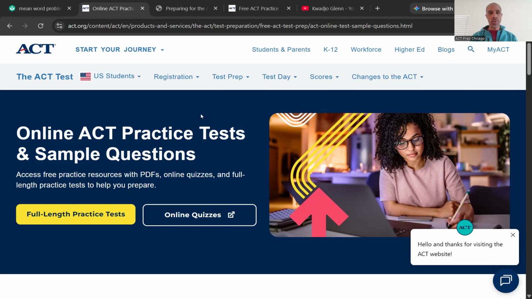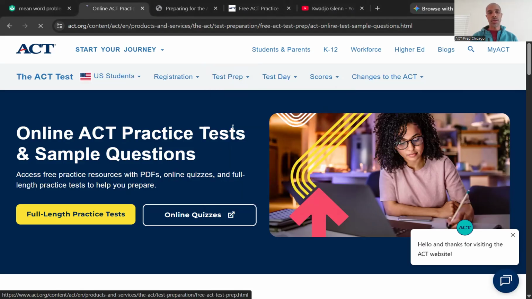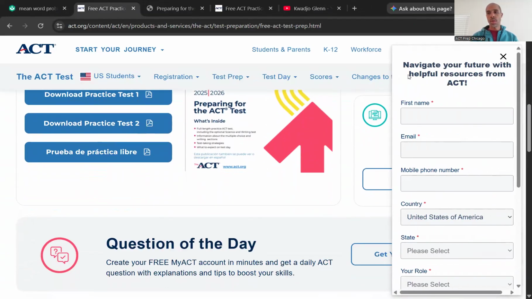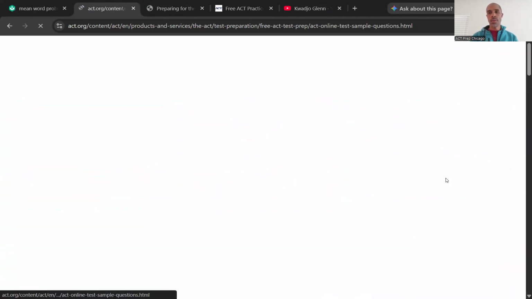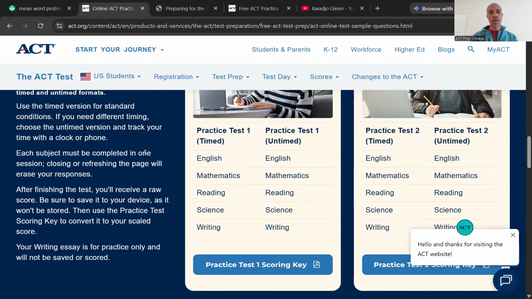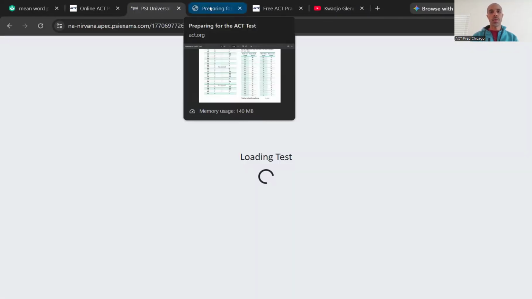So this is where I get the test from, the official ACT website. You go to free ACT practice test, then you go to online practice test, and that's how you get to here. And then online practice tests are here. We're going to do the science today. We're going to do it on time because I'm going to be explaining. It opens up a different window.